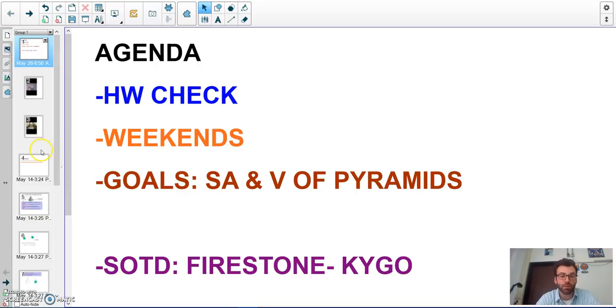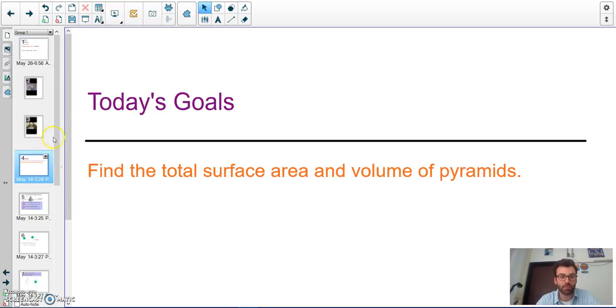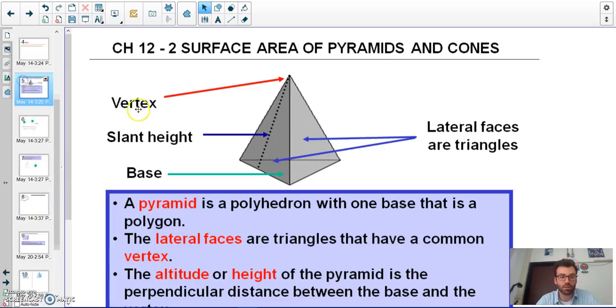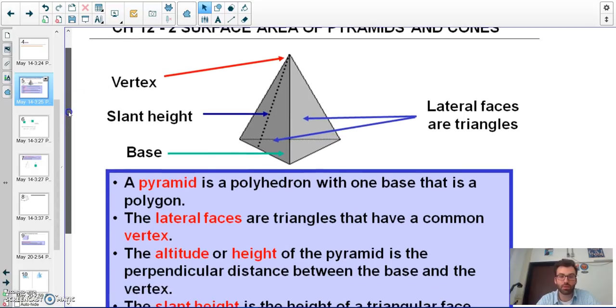You've seen pyramids all over the place, in different classes, a lot of different pyramids. So our goal for today is to learn the surface area and volume of pyramids.